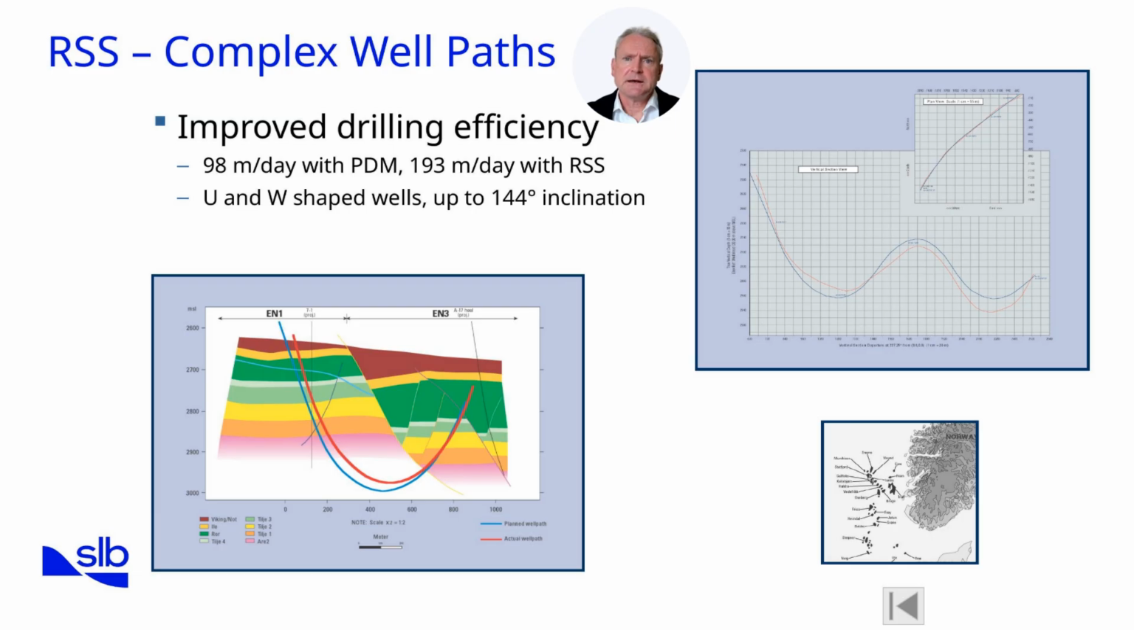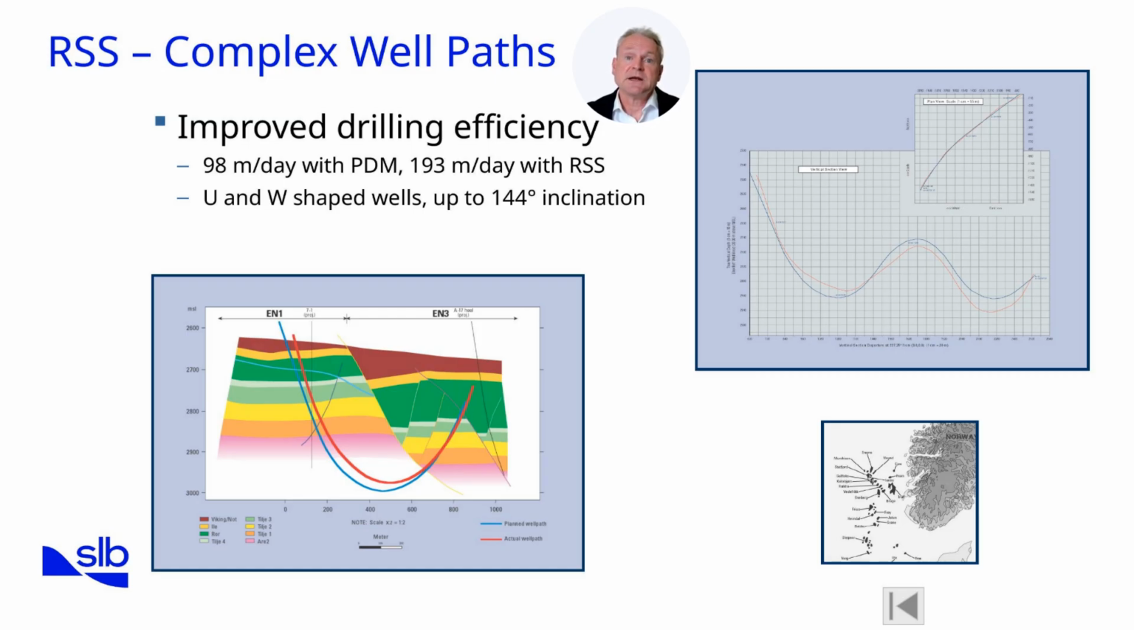What we see here is RSS performance in drilling complex well paths. Comparing drilling rates, 98 meters per day with PDM versus 193 meters per day with RSS, reveals a clear difference in performance. The bottom left picture shows a planned well path in blue compared to the actual delivered by RSS, with the final TD at an inclination of 144 degrees.